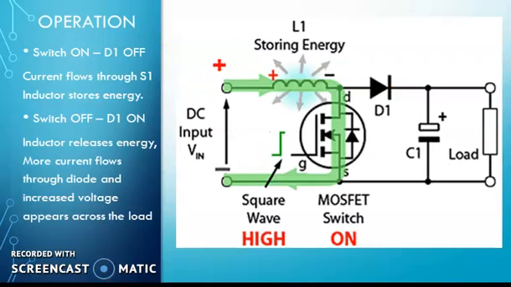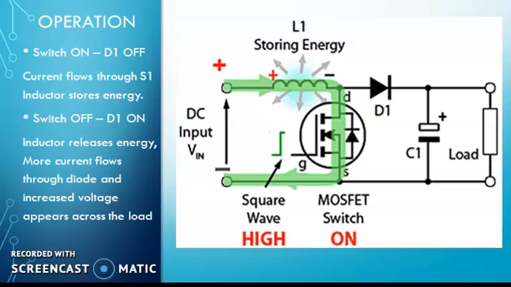So when the switch is on, when the MOSFET is on, when the square wave high pulse is given at the gate terminal of this MOSFET, at that time the DC voltage is applied at the input, so the inductor starts storing its energy and current flows through the inductor and the switch. When the switch is off, when the square wave goes low, the switch is off and D1 is on, as the inductor reverses its polarity when the inductor releases its energy. At that time the diode is on.